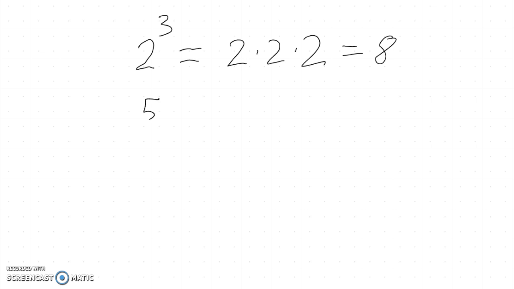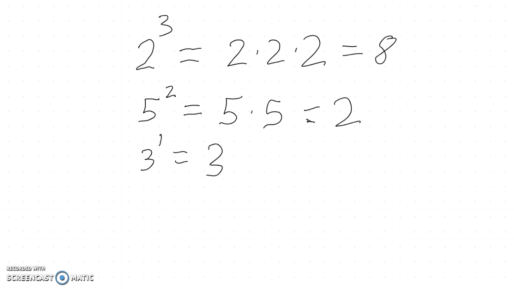Let's do one more example. Let's say I have 5 to the 2, or 5 squared. That just means 5 times itself 2 times, or 5 times 5, or 25. Now, what about if you have something to the 1? Let's say you have 3 to the 1. That just means 3 times itself 1 time, or it just means 3. That's all it is. That's the easiest one.